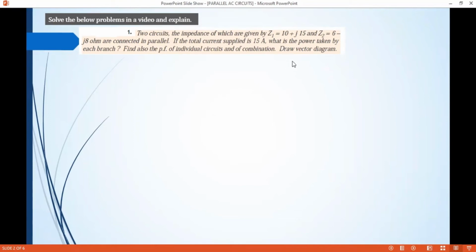So the first to find is the power taken by each branch, and then next is the power factor of individual circuits and also the combination, and lastly is the vector diagram.